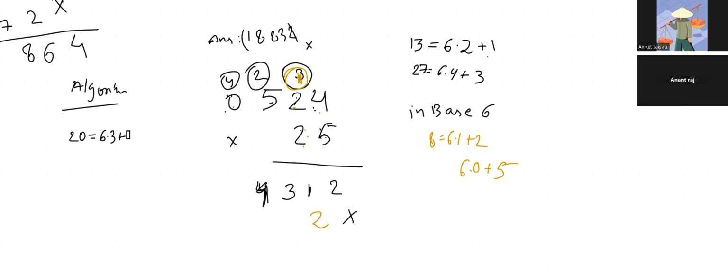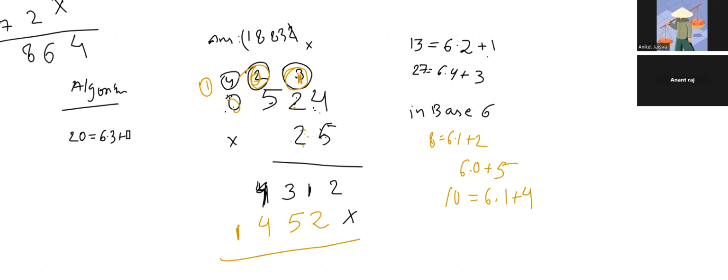Okay? 5 twos are 10 plus 0. 10 is 6 into 1 plus 4. Right? So we write 4 here and carry 1 here. Now there is nothing, so we write 1. This is 2 into 0 plus 1, 1. Now we add it. 2, right?